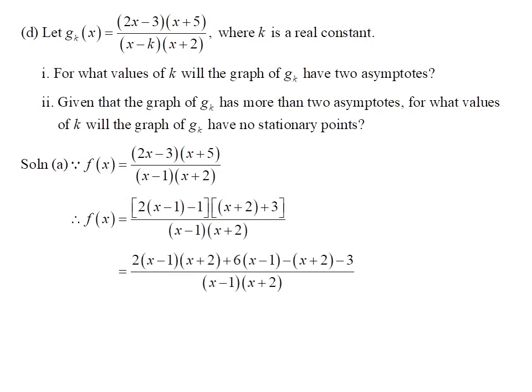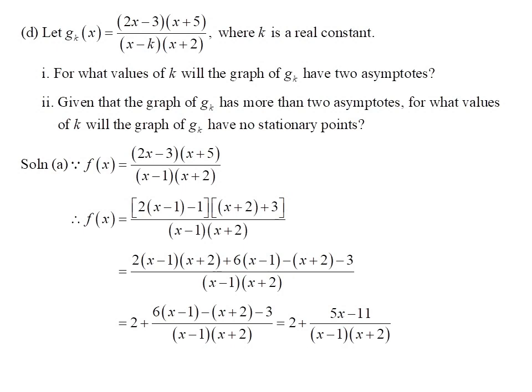Then we expanded the numerator based on the linear factors x minus 1 and x plus 2. After being expanded and simplified, the function f of x equals 2 plus the algebraic fraction (5x minus 11) over the product of (x minus 1) and (x plus 2). According to part A of the question, here a equals 2, b equals 5, and c equals negative 11.